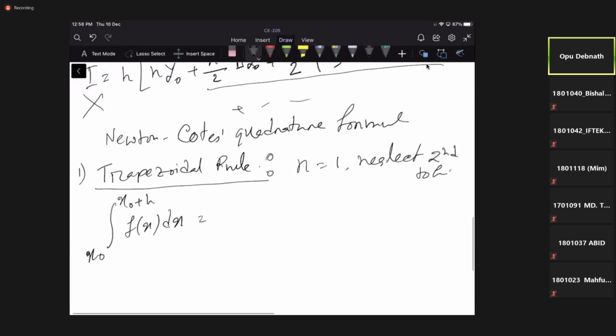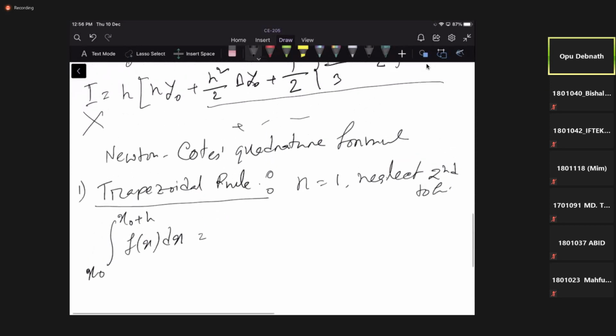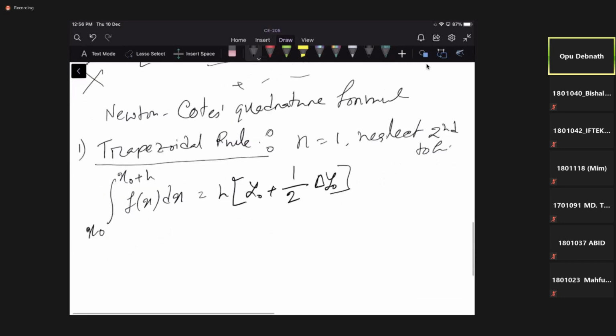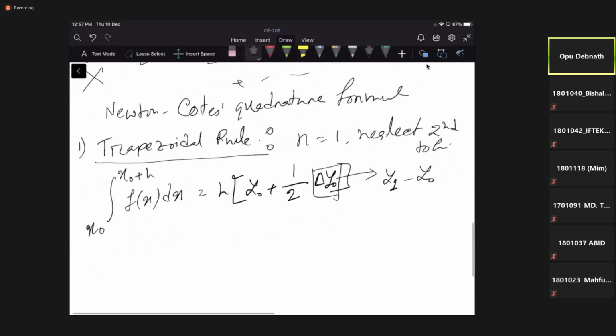So if you put n equal to 1 here, you will get h times y0 plus half of del y0. We know del y0 is nothing but y1 minus y0. Okay, you know this from forming the difference table.